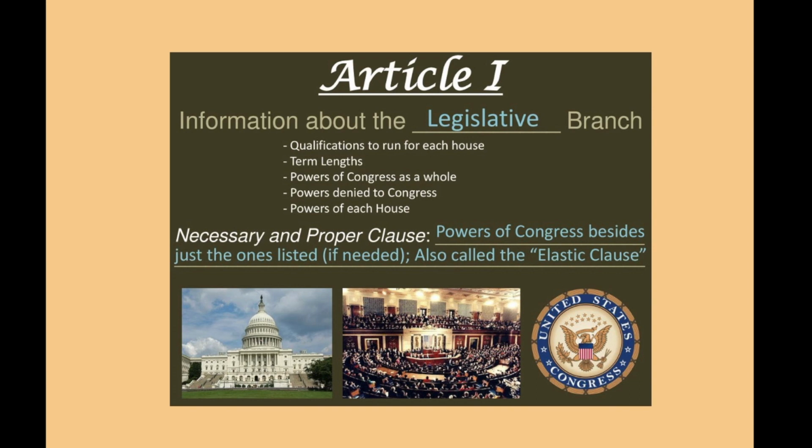The powers of Congress as a whole, in Section 8 of Article 1, there are a list of congressional powers, things that Congress can do. Also, the powers denied to Congress, and the powers of each of the chambers. Also in Article 1 is the necessary and proper clause. The powers of Congress, besides the ones listed, are also given to Congress. This is also referred to as the elastic clause.